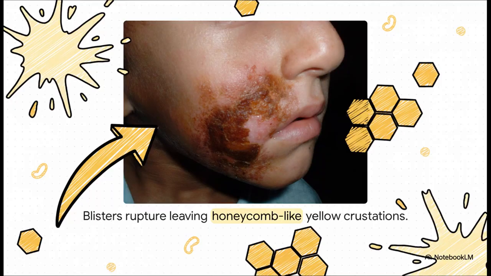And this picture shows perfectly what happens next. After those little blisters rupture, they leave behind these very distinctive yellowish crusts. The source material describes them as honeycomb-like, which is a fantastic description. If you see this, it's the classic sign of impetigo.